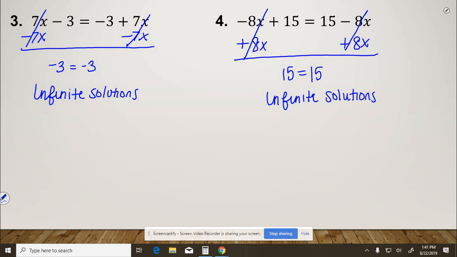And if I'm looking at the top, okay, -8 and -8 are the same. +15 and +15 are the same. Both sides of the equation are exactly the same, resulting in infinite solutions.